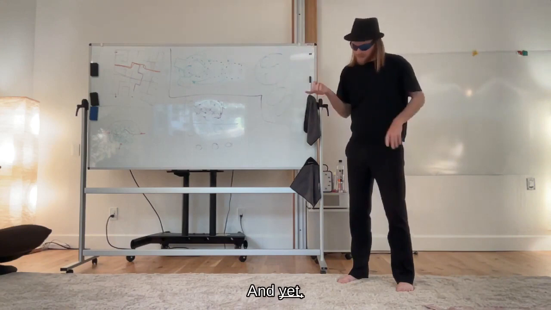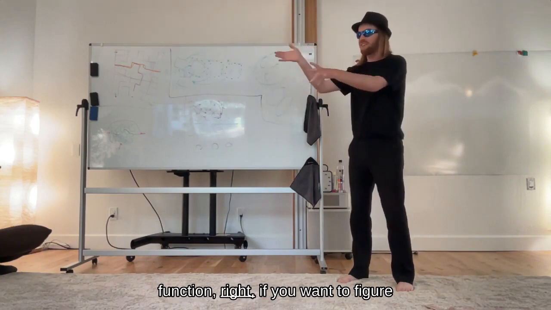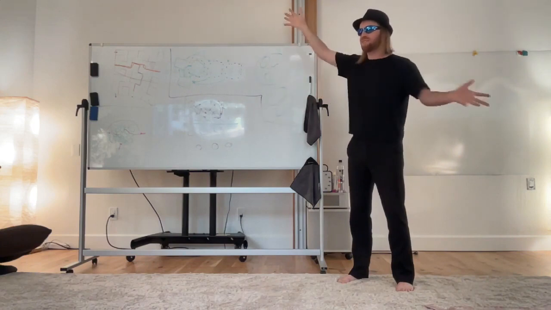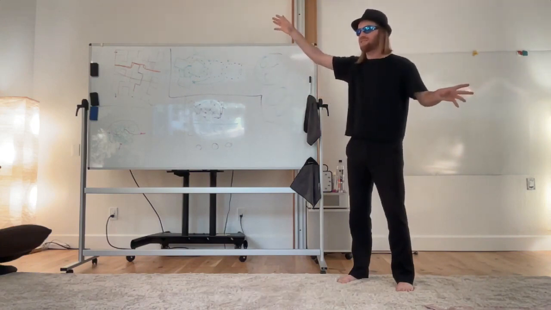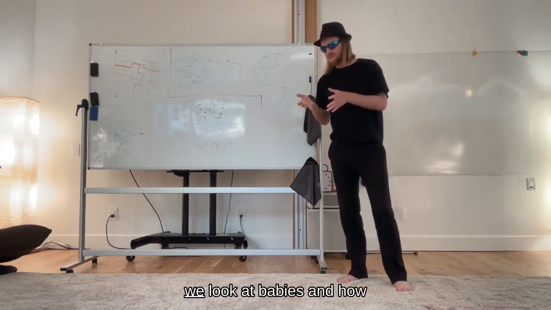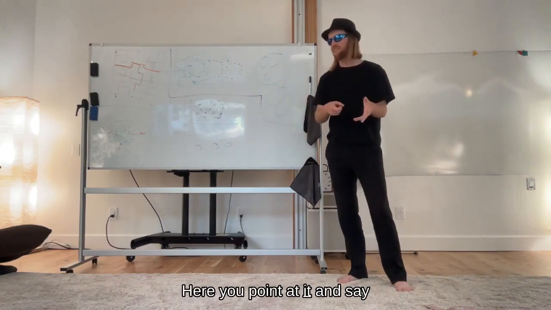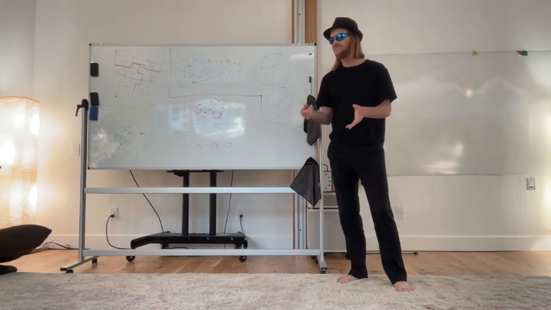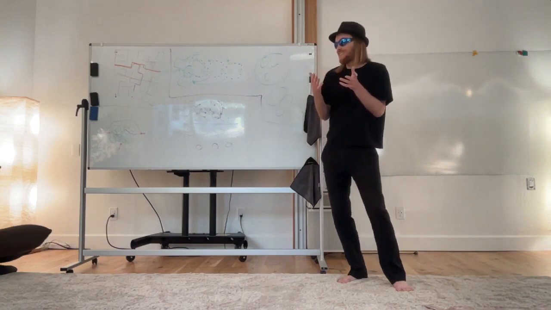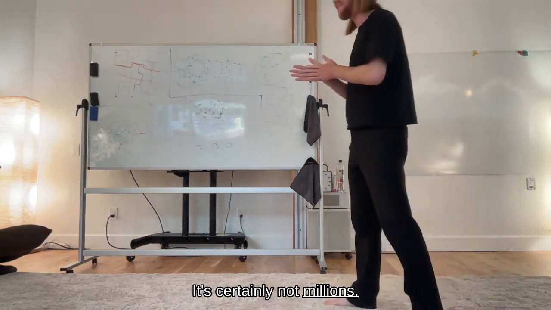Yeah. And yet, if you want to brute force figure out the apple function, then the amount of data you need to do that is ridiculously massive, like 2 to the million images or some such. Okay. And yet, we look at babies and how many apples they need to see and hear you point at it and say apple before they figure out what the word apple means. And the number is like 1, 2, 3. It's extremely small, right? They very quickly pick up words. It's certainly not millions. Definitely not. Forget 2 to the million.